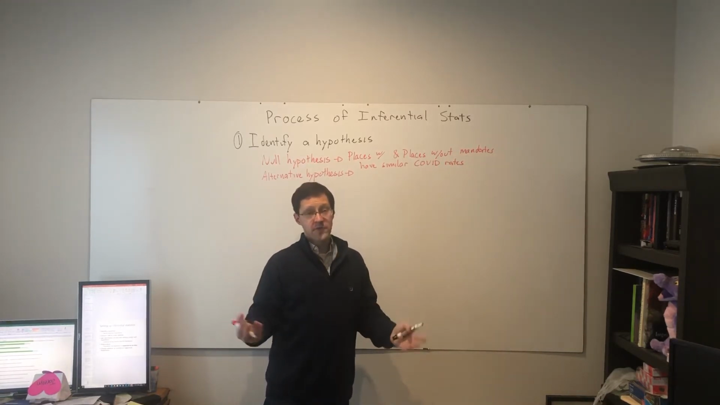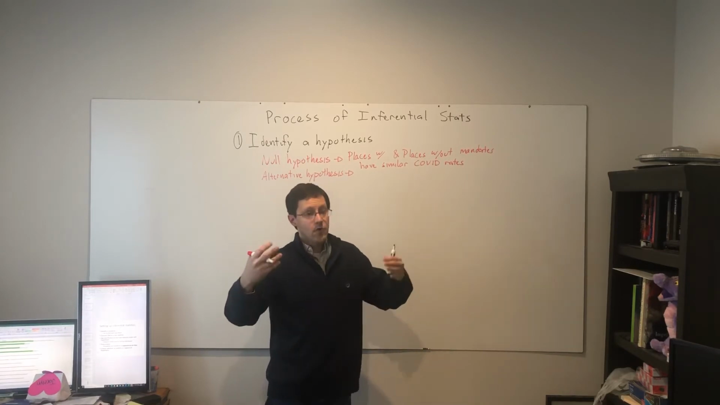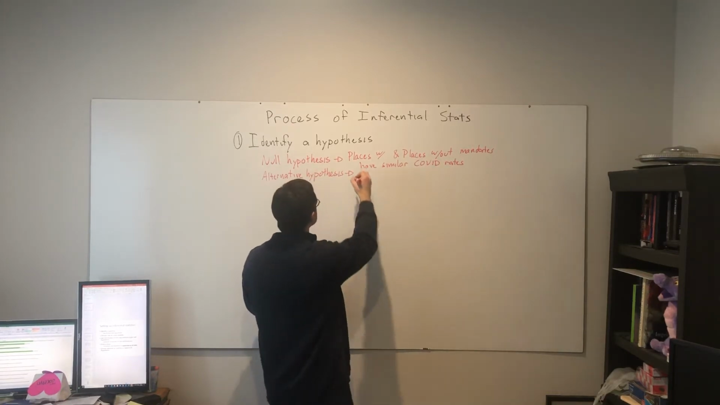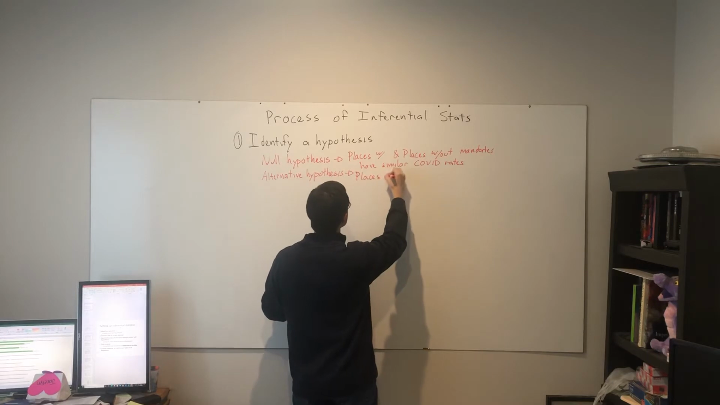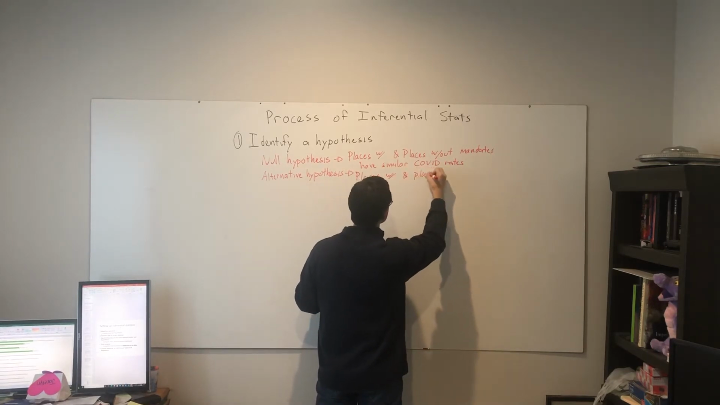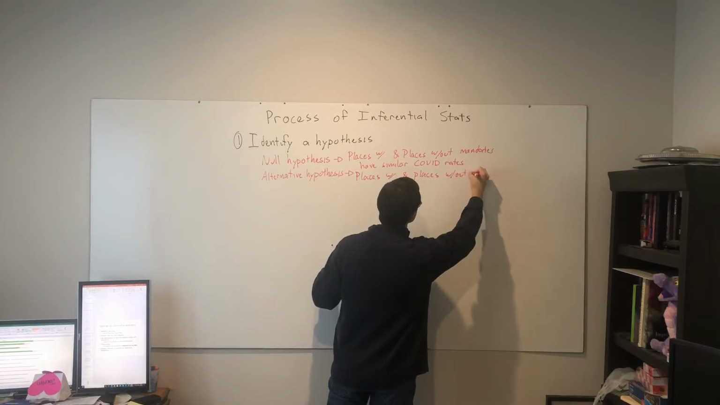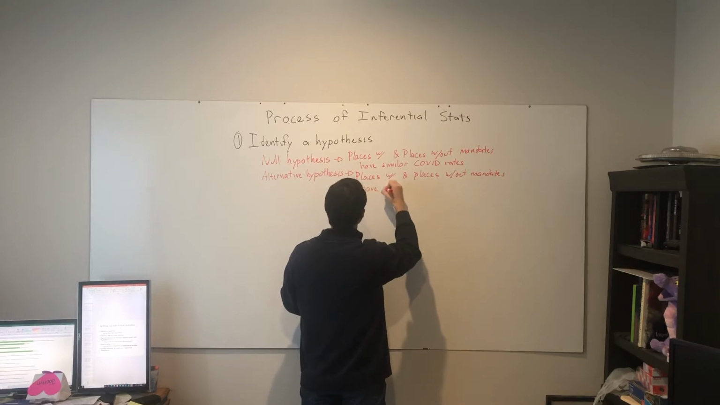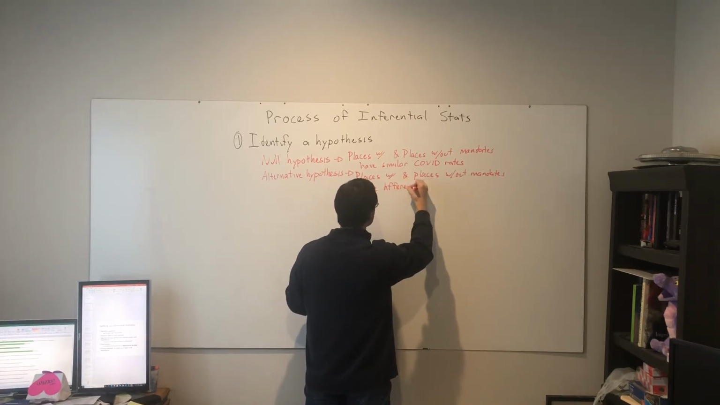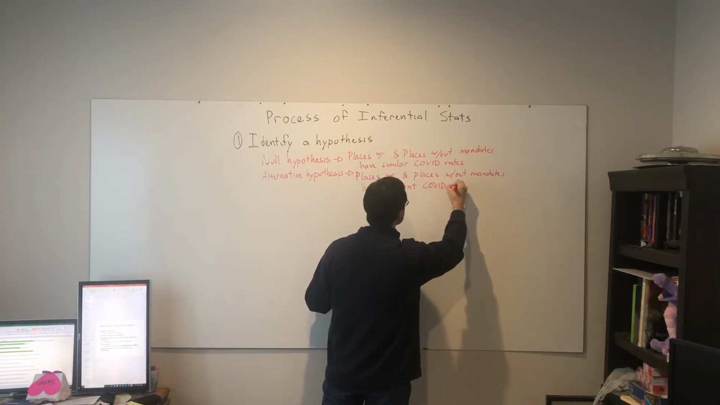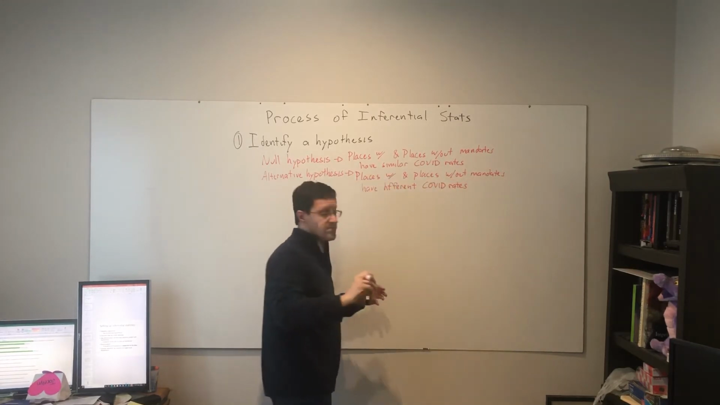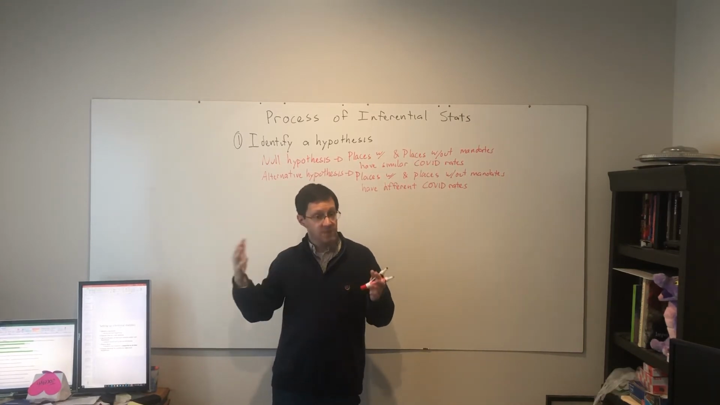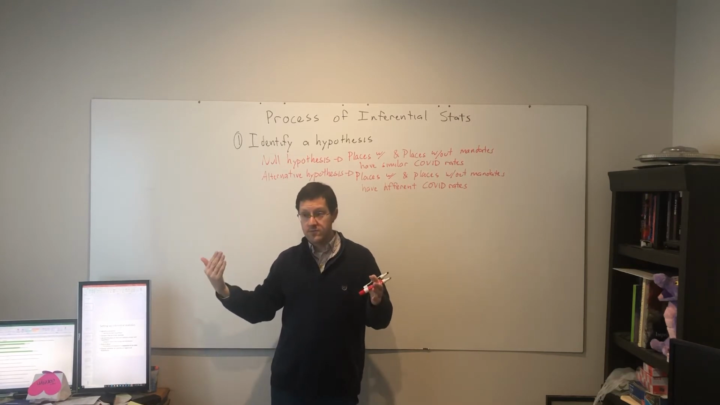The alternative hypothesis, as I said, is the opposite. So now instead of they have similar rates, we would say they have different rates. So now we have our two hypotheses. As I said, they are opposite from each other.